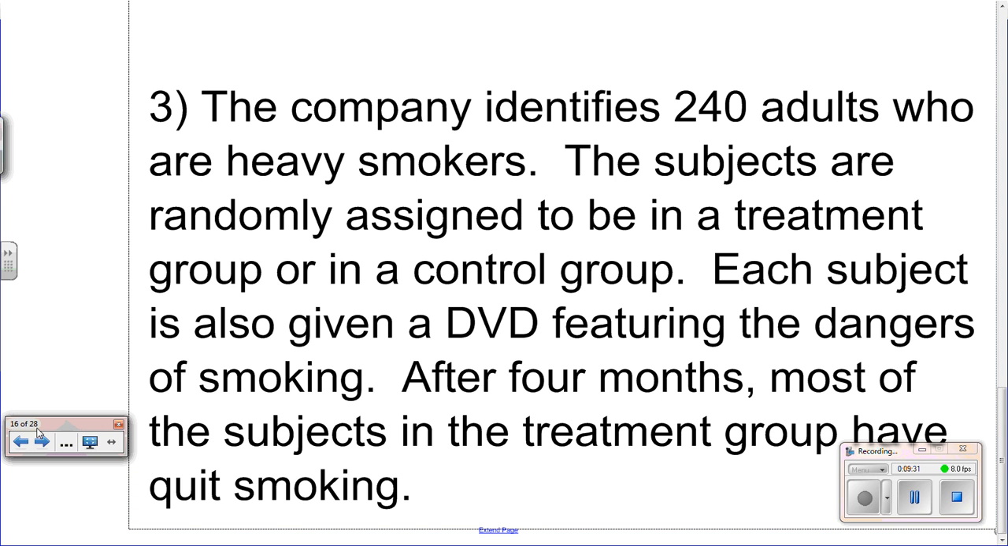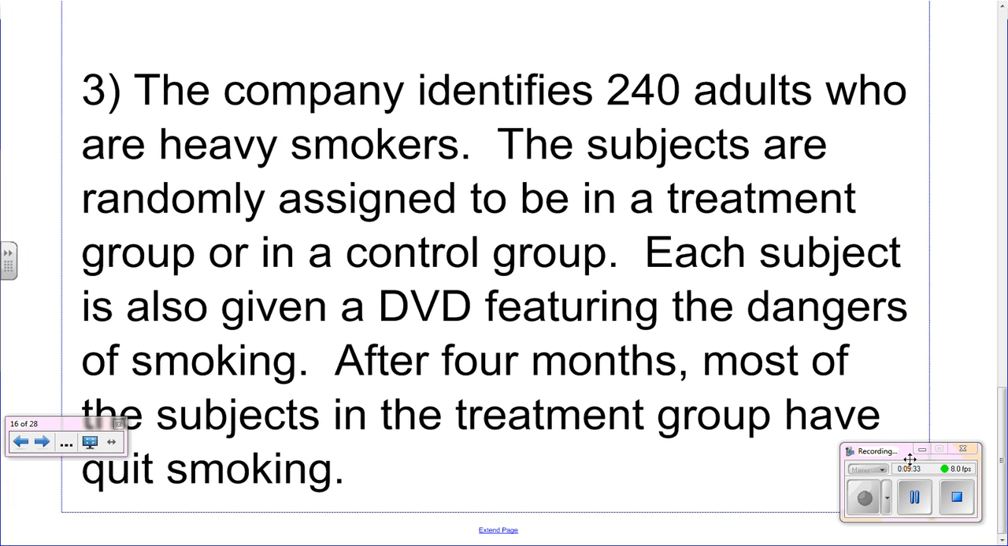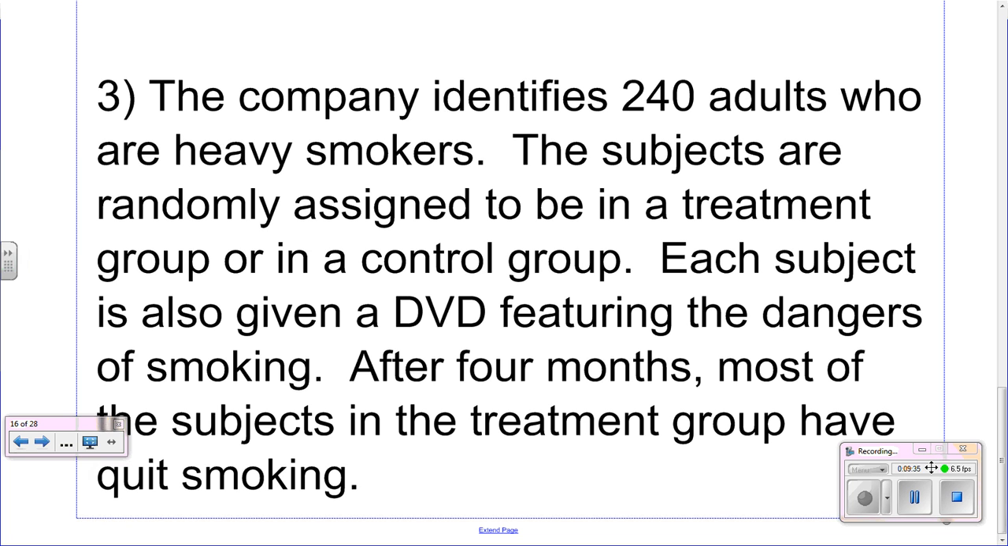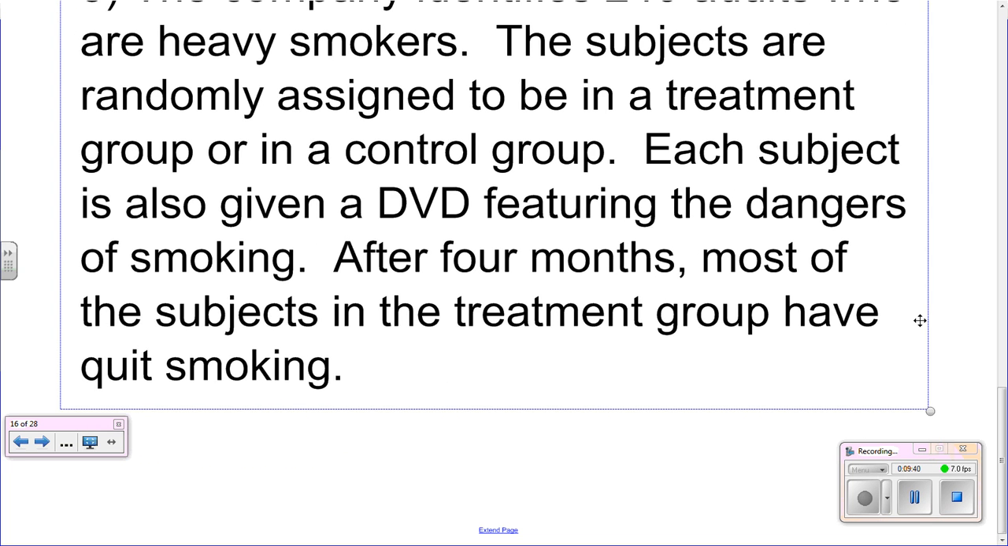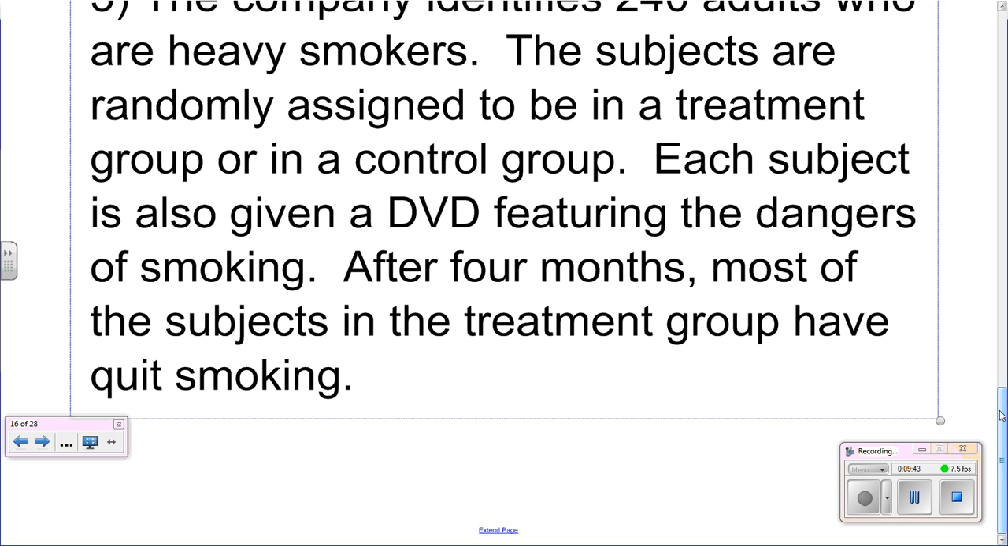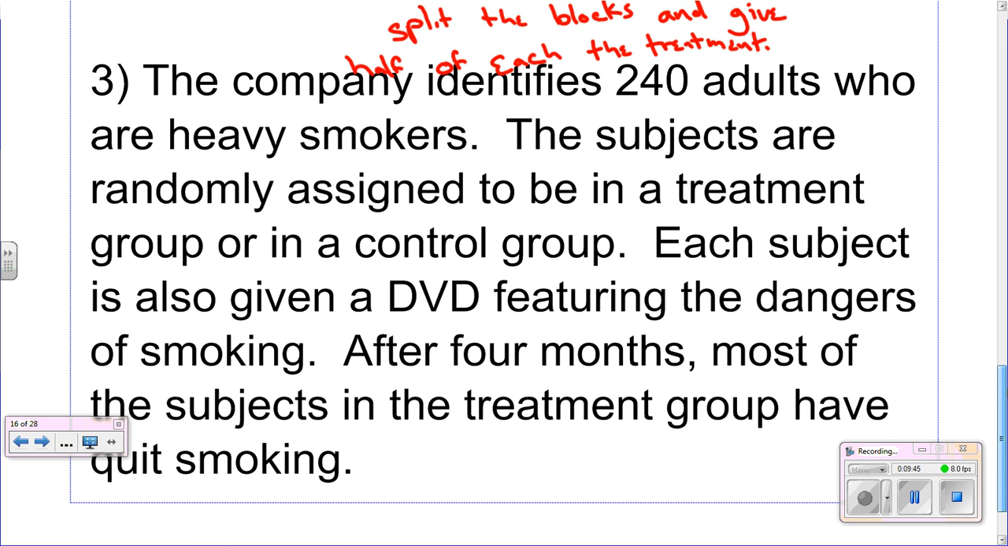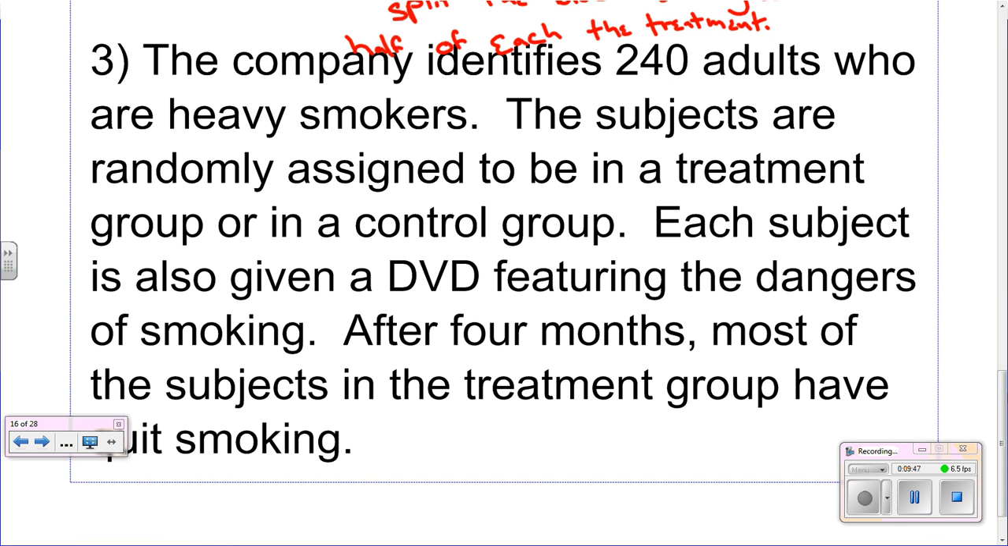So there's a problem with this one. Once again, we did not discuss the effects of those in the control group. That's one problem. The other problem is that each subject was also given a DVD. Whenever you are doing an experiment, you only want to have one variable.